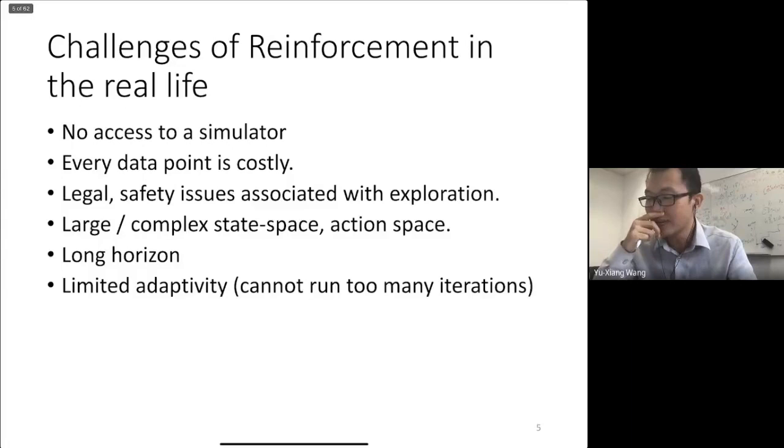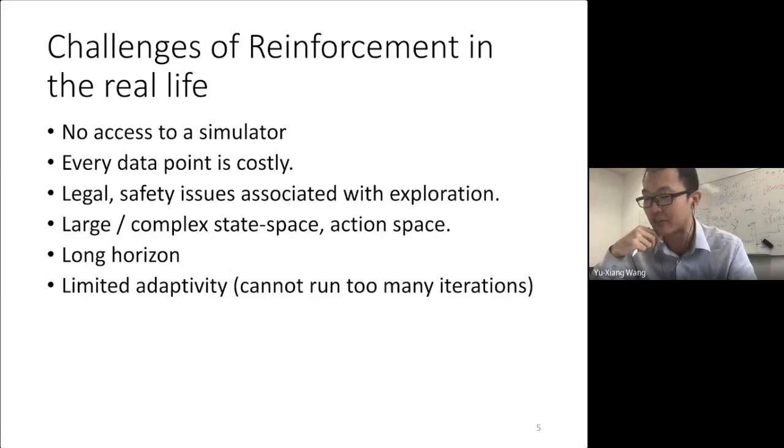On the other hand, applying RL in the real world is really challenging because in practice we don't really have access to a simulator and we can't interact forever with environments without costing us anything. Computation is cheap, but when you have to collect the data, when you have to design the experiments to collect data, that's even more expensive. So every sample starts to matter. And every data point is costly, so we want to design algorithms that are as efficient as possible. And there are legal and safety issues and so on.